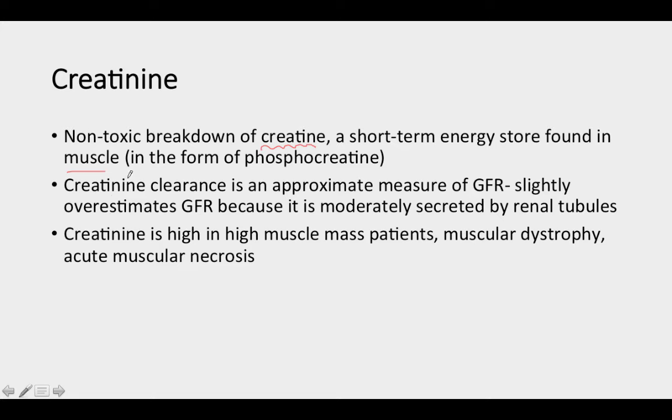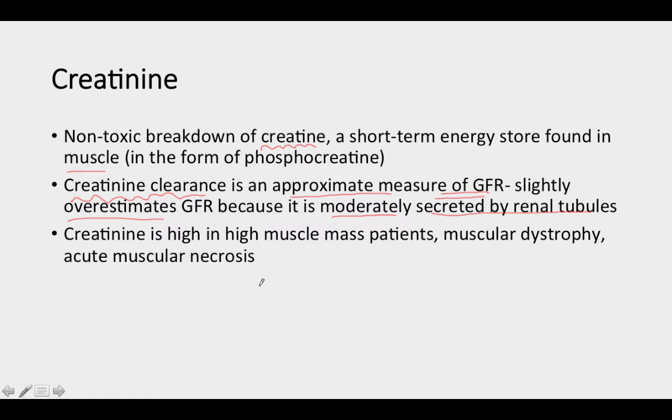Okay? And creatinine clearance, getting back to the point, is an approximate measure of GFR. It's almost like inulin. But why it's not as good as inulin is because it slightly overestimates the GFR because it's moderately secreted by the renal tubules. But it's pretty good. And in fact, most of the GFRs that we derive clinically are based on creatinine.